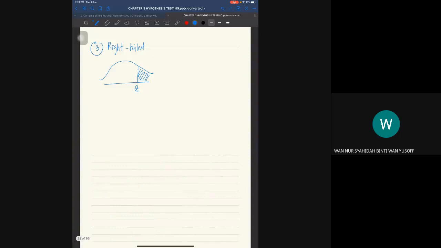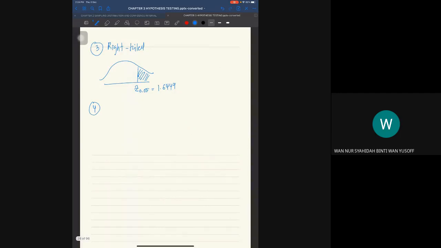So alpha 0.05, then you have 1.6, 1.6449. And then step 4 is to make your decision.